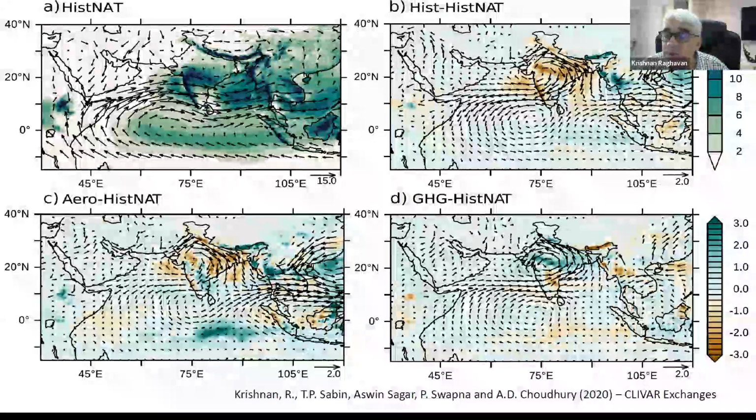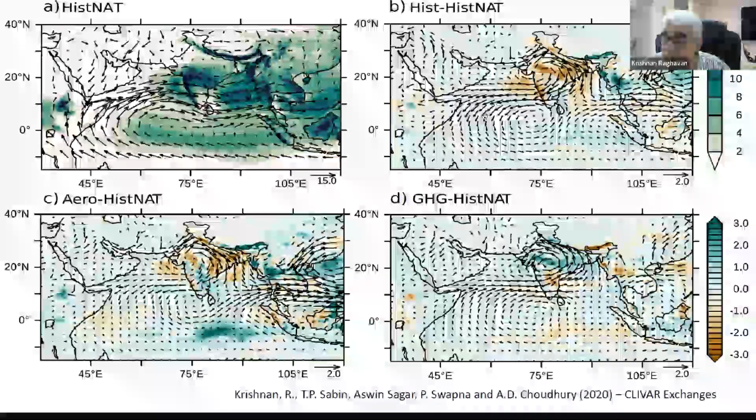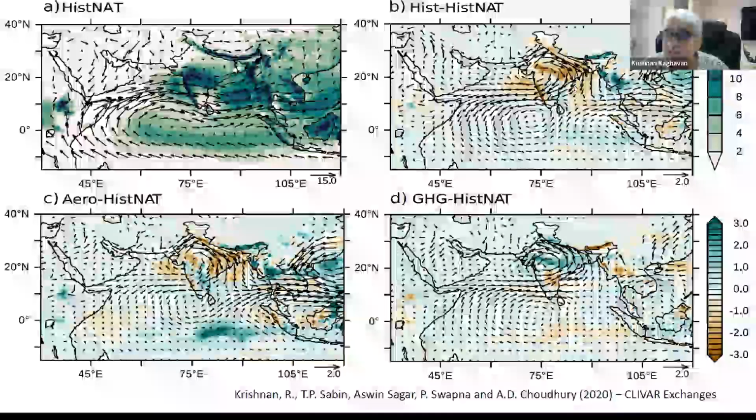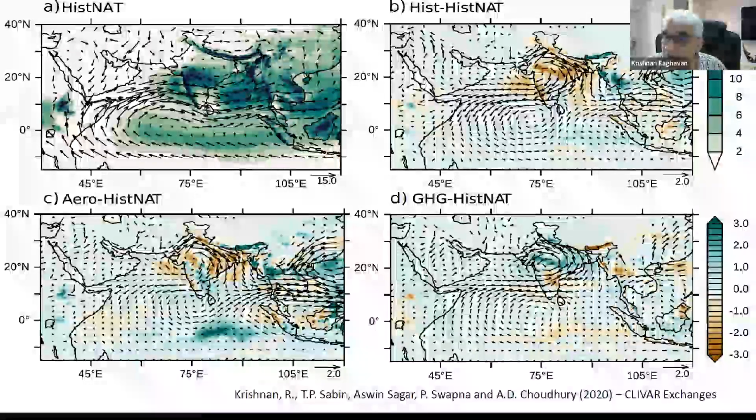So the historical experiment actually showed a weakening of the monsoon. Despite the increase in the greenhouse gases, the other drivers like the aerosols and the land use changes tend to weaken the monsoon flow, and we get a deficit in the rainfall over India, whereas we do see an increase in precipitation over the foothills.